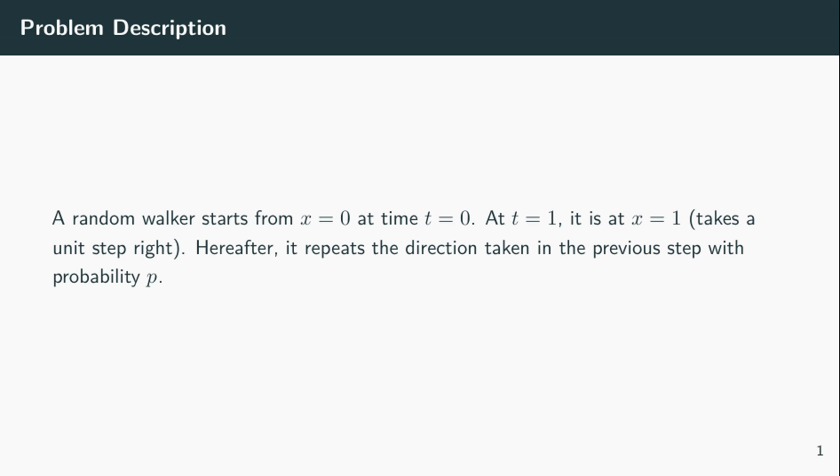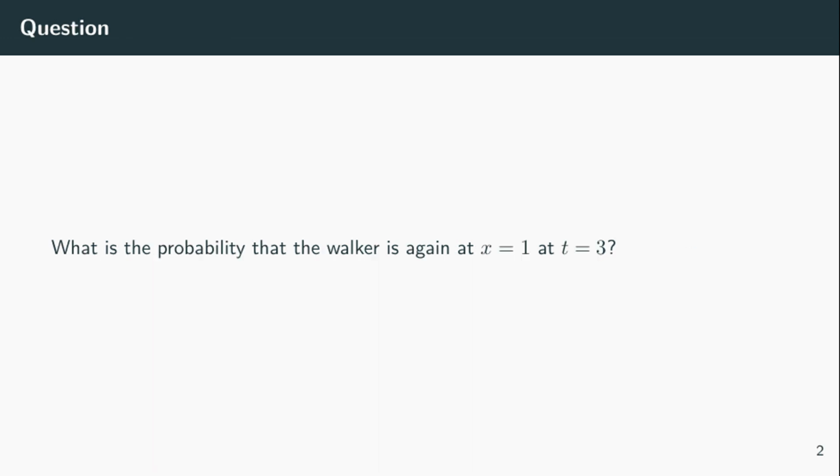From then on, the rule is that the walker repeats the direction it took in the previous step with a certain probability, which we call p. And the question we want to answer is, what is the probability that our walker is back at position x equals 1, specifically at time t equals 3?